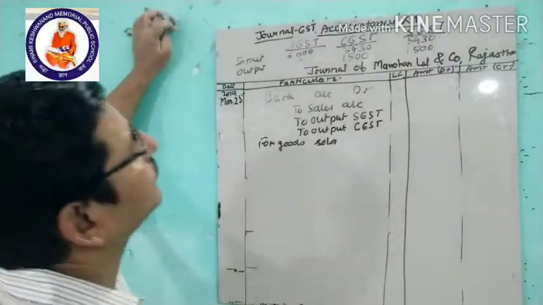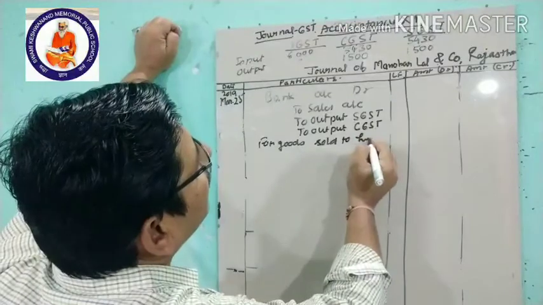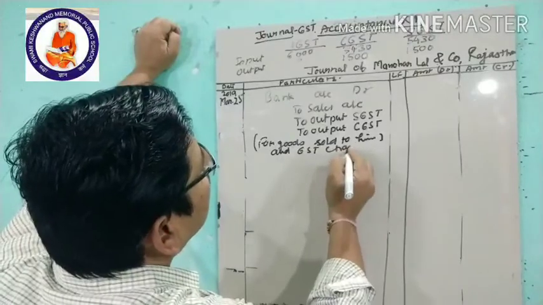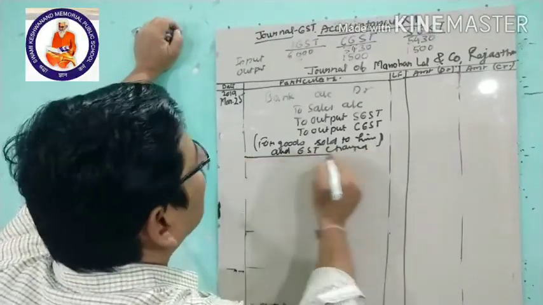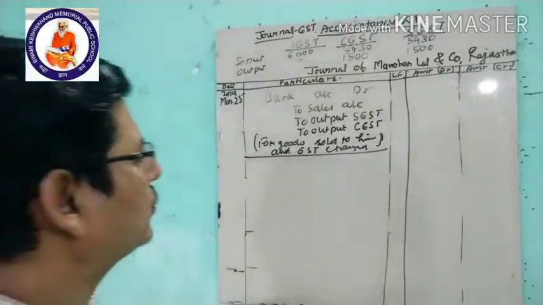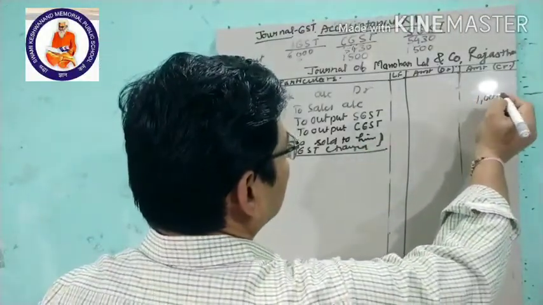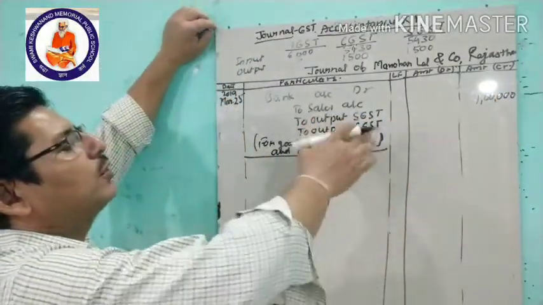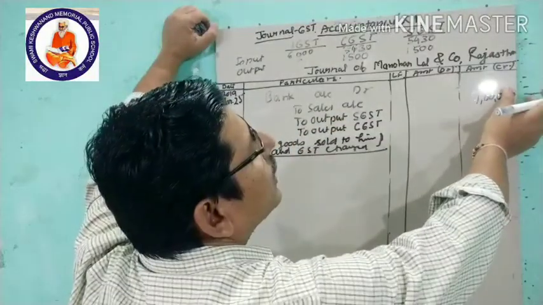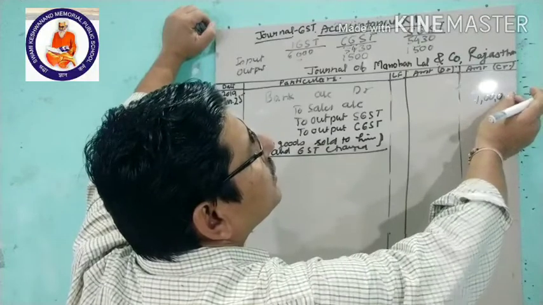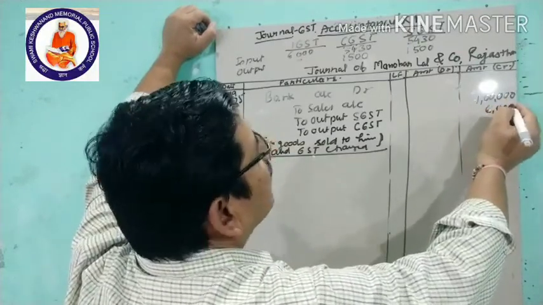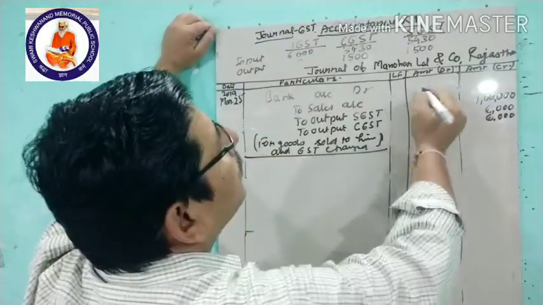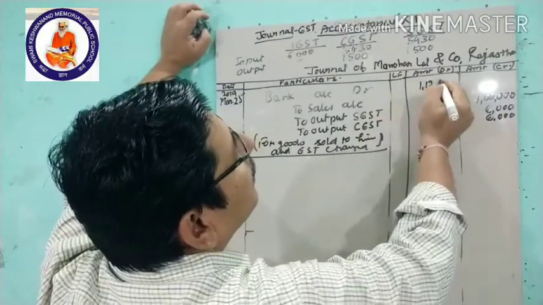Goods sold to him and GST charged. Goods were sold for 1 lakh rupees in value, and for that it is 12% total, 6% this, 6% this. So how much is it? 6,000 rupees SGST, 6,000 CGST, and the total is 1,12,000 rupees.